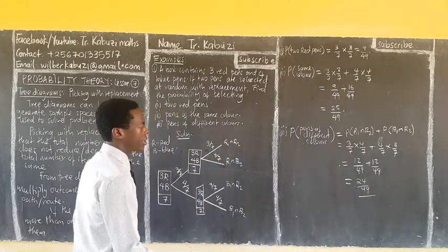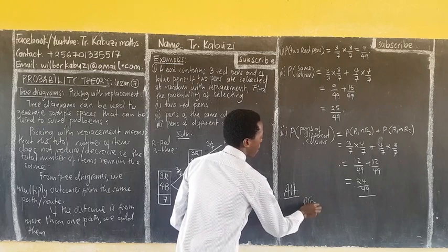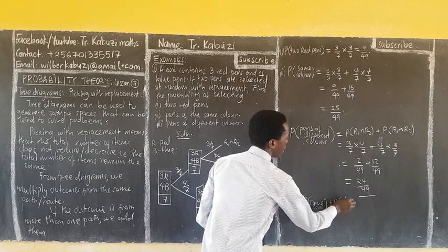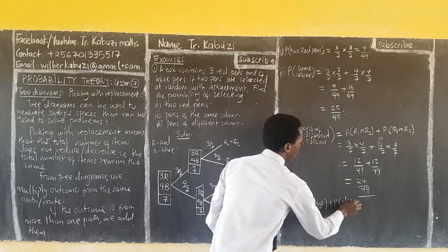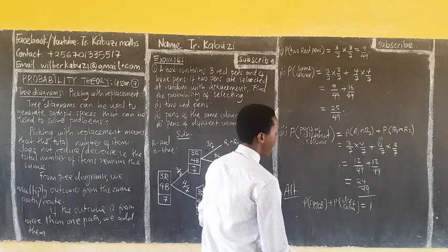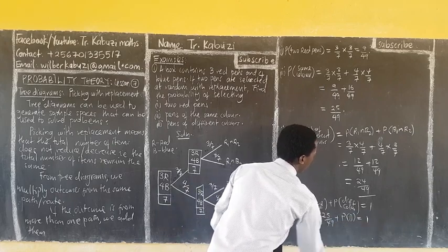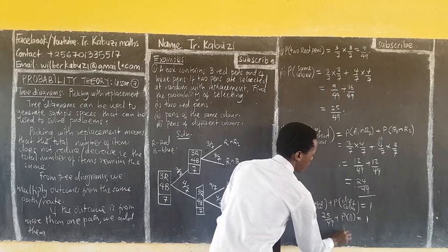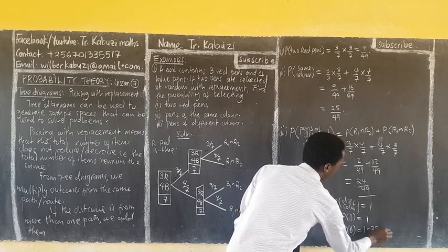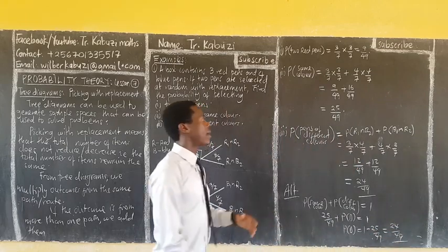The other way you can do this, alternatively, is that the probability of picking the same color plus the probability of picking different colors is going to be 1. So we have the probability of picking the same color as 25 over 49, plus the probability of different colors will be equal to 1. So the probability of different colors for me will be 1 minus 25 over 49. And so that is going to give you 24 over 49. So that's how we can handle that to get the answer.